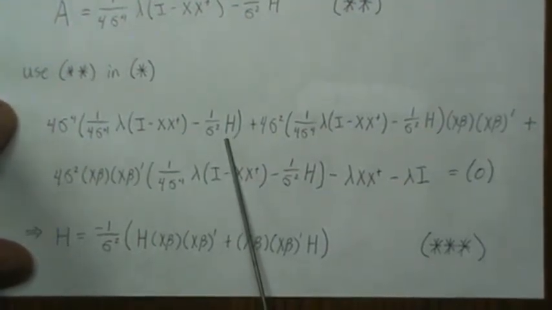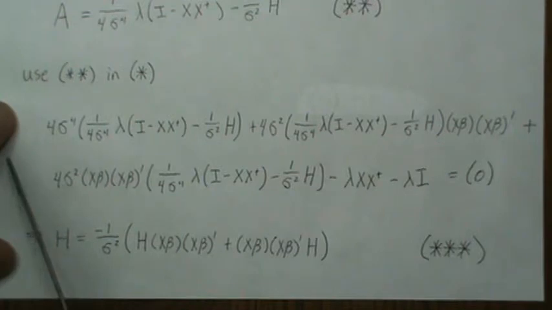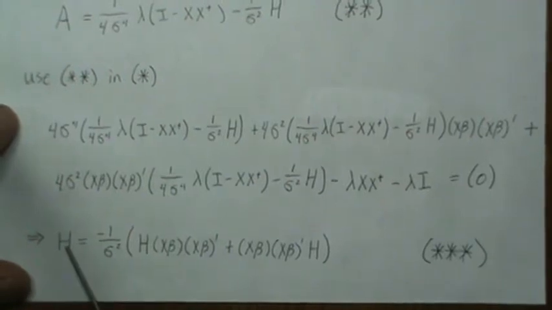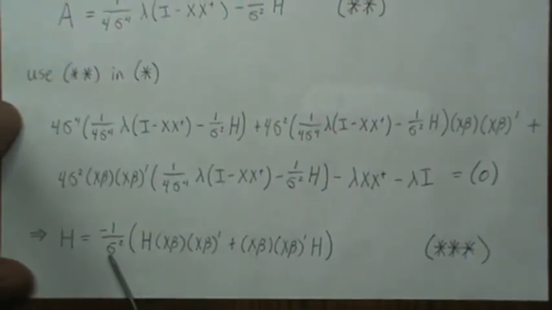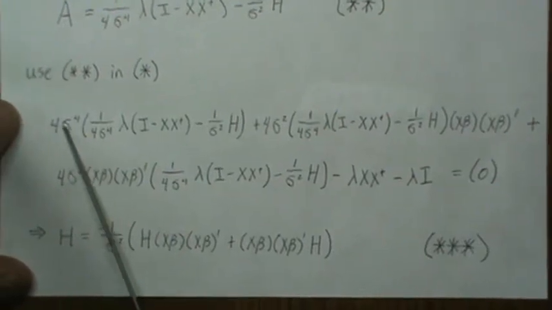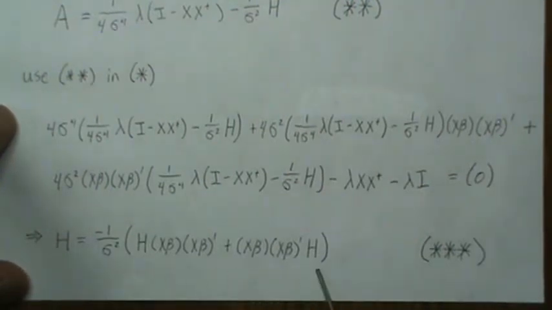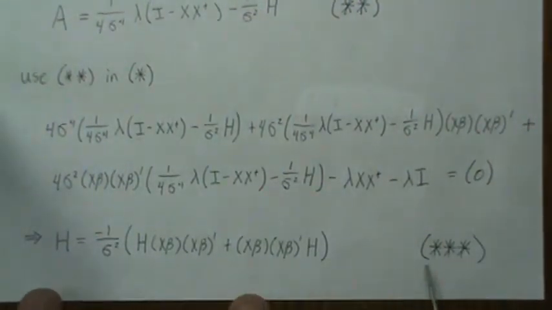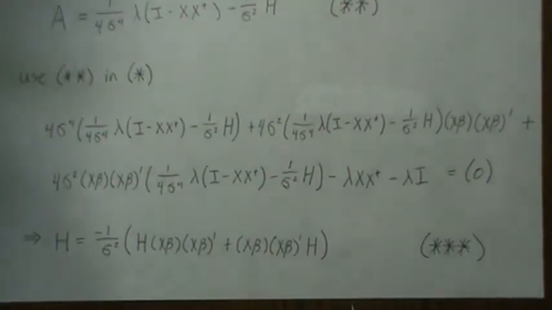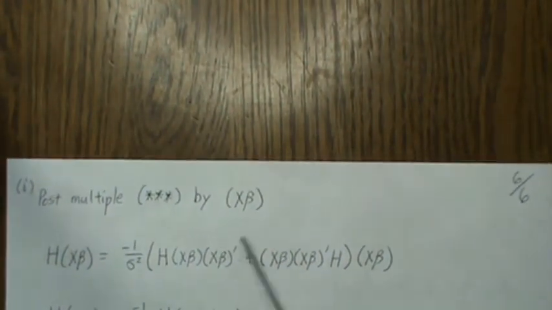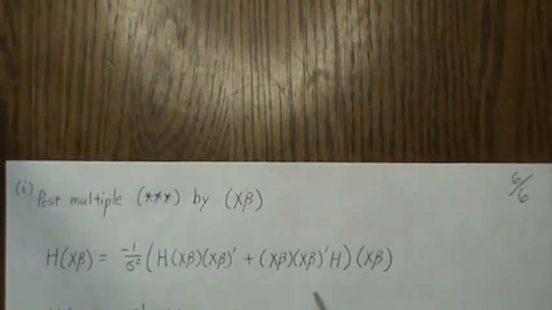So this h can be taken to the other side because it's 0. So we take it over here, and then we get the positive, and then we divide by this. Or, since that goes in, we get sigma squared, and then we divide by sigma squared. So we end up with this. Now we're going to call this triple star. So if we post multiply triple star by x beta, then we get this, and then here is the post multiply.